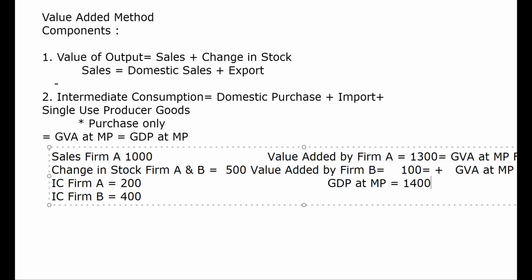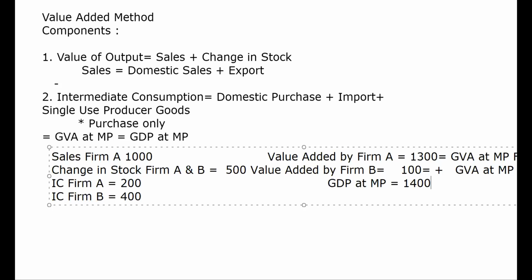Got the point? Okay. If in the numericals you have been given separately firm A, firm B, firm C, firm D, any number can be given. So first of all, you will find out separately gross value added at MP of firm A, of firm B, of firm C, of firm D. Whatsoever the number has been given, you will add all those value added. It would be equal to GDP at MP.